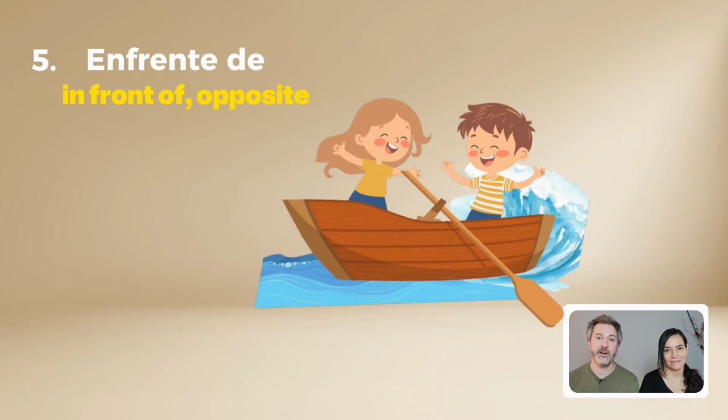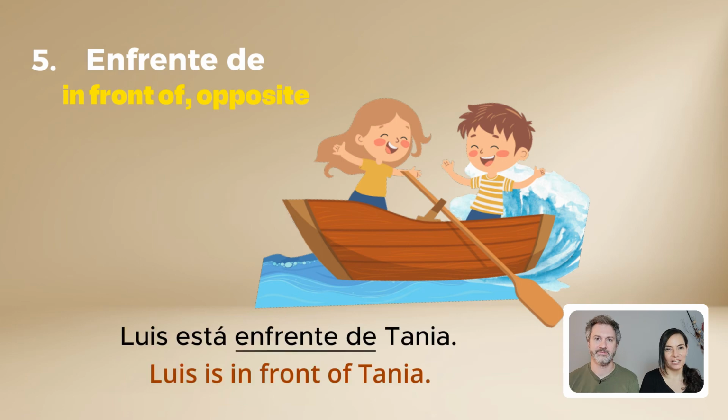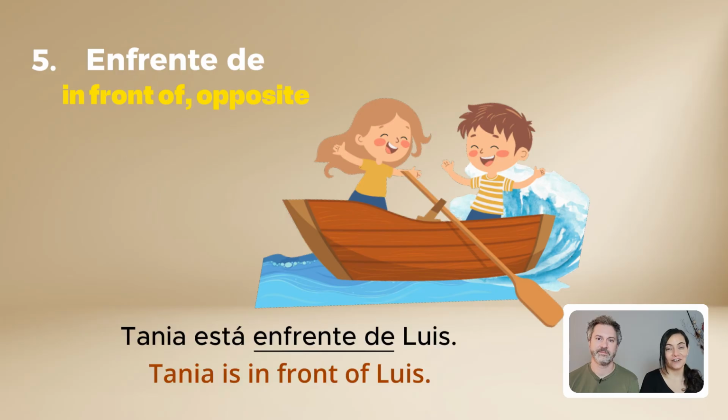But in this case here, where Luis and Tanya are opposite each other, they're facing each other, we want to use enfrente de. Luis está enfrente de Tania, and also Tania está enfrente de Luis. So the way that I try to think about this between delante de and enfrente de is it doesn't matter whether they're people facing each other or the front of buildings facing each other, because your forehead is your frente. When two things are facing each other, you're going to use enfrente de. And if not, you'll use delante de.